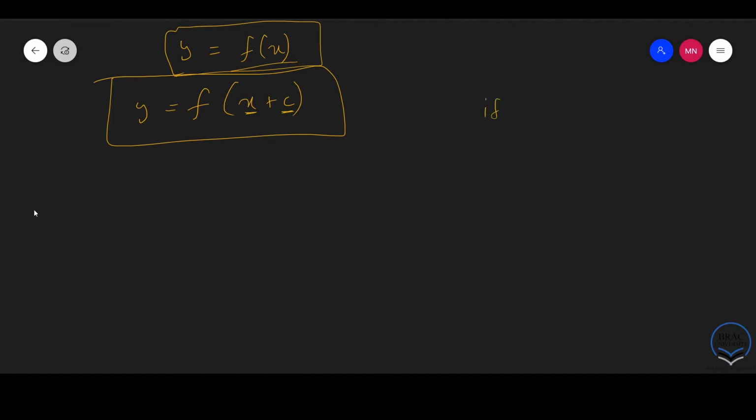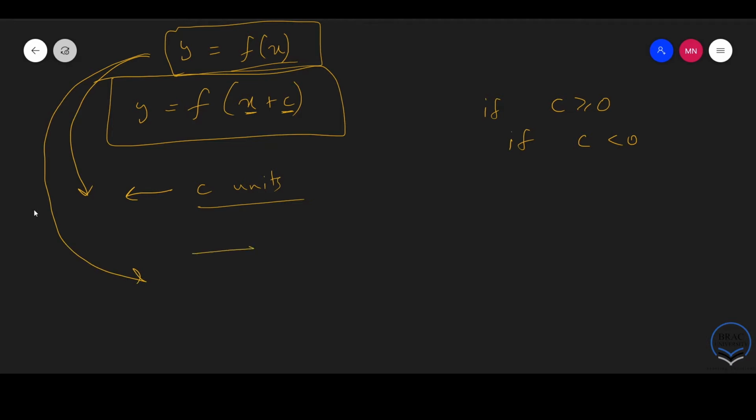So if c is greater than or equal to 0, then the graph of this function gets shifted to the left by c units, right? So there is a horizontal shift to the left by c units, and if c is less than 0, then similarly the graph of this function gets shifted to the right by c units horizontally.